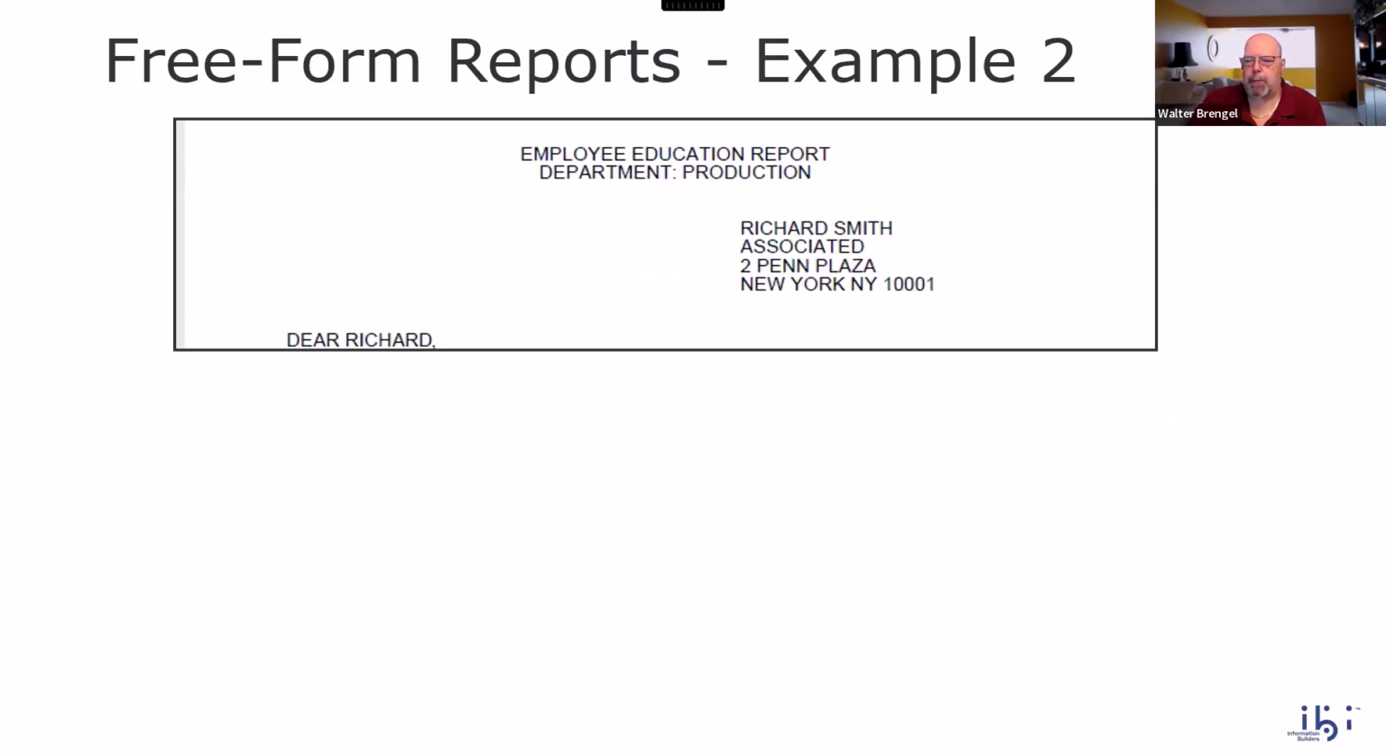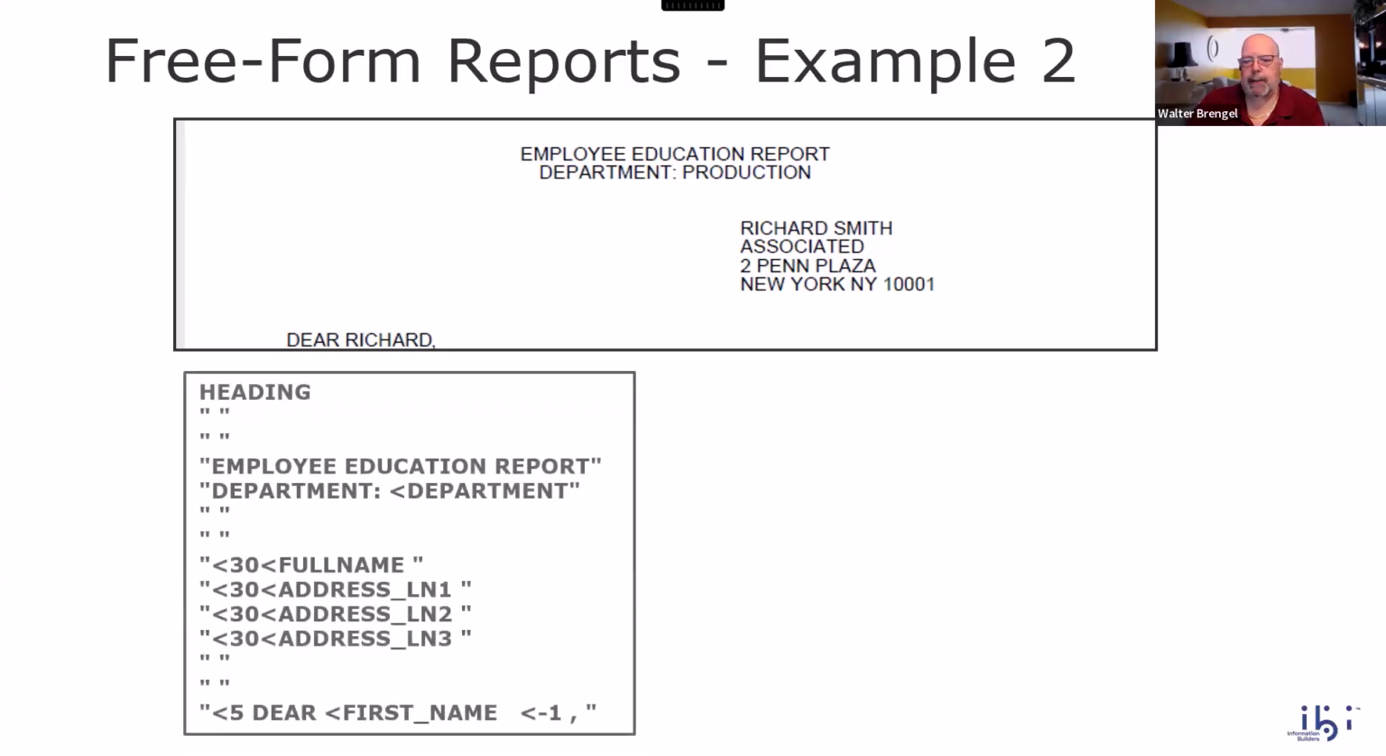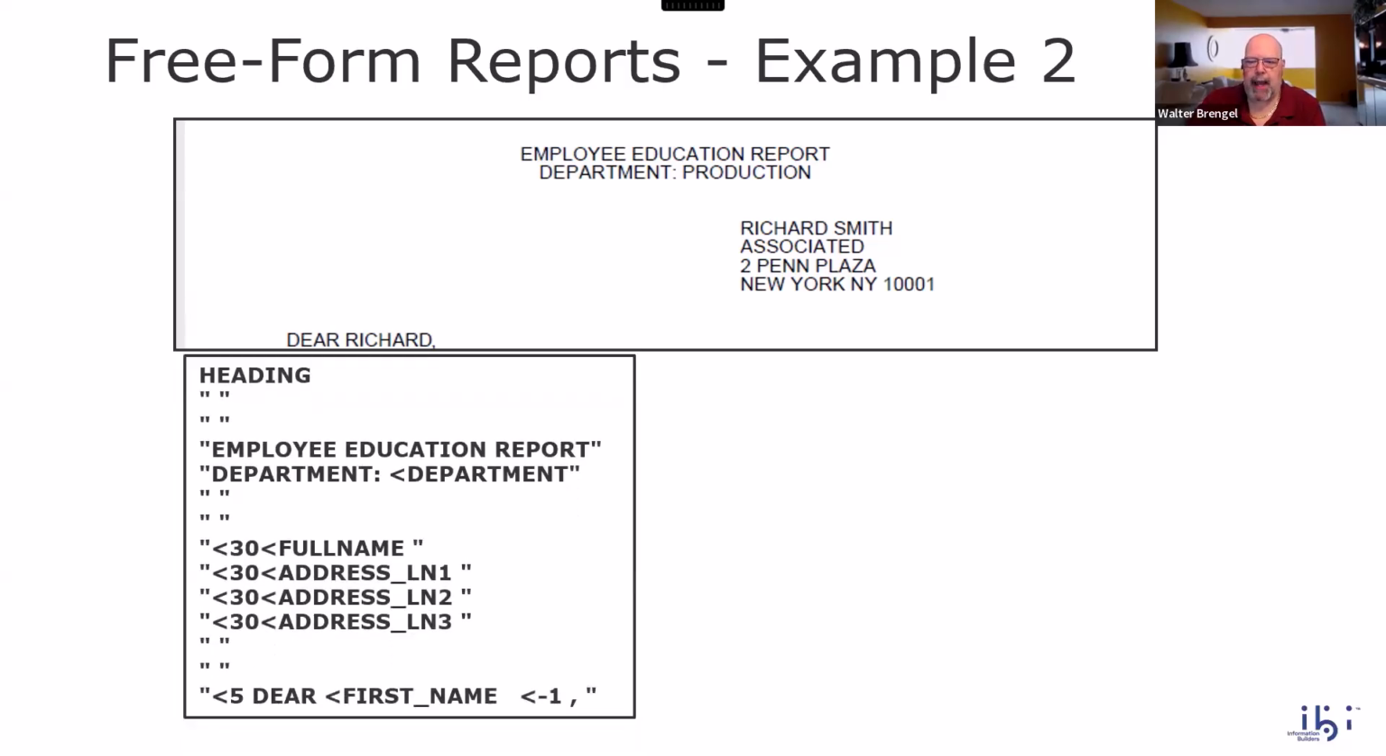All right, so let's look at the top of the report. This is a heading. So we do heading, we got 2 blank lines, employee education report, department, skip 2 lines. We're putting the full name. The full name isn't something that's available in the database, because the database for MData has just the first name and last name. So we're going to have to put that together. We have address line 1, 2, and 3, and then dear first name.